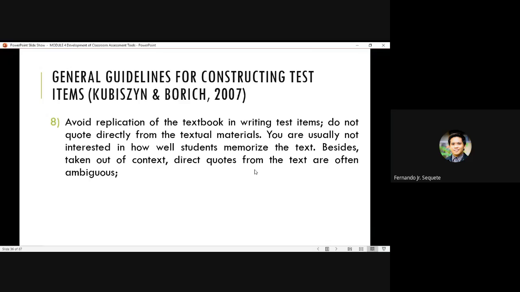Okay? Aside from students can really answer that because the memorization level of the students is very intense, you can actually create a very ambiguous question. Kasi nga, you just copy the text inside the book and then you make it as a question. And that is very ambiguous.